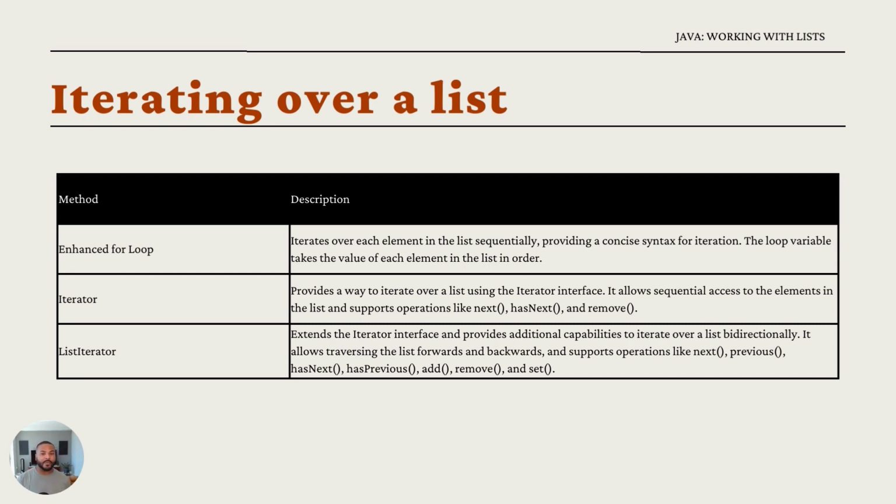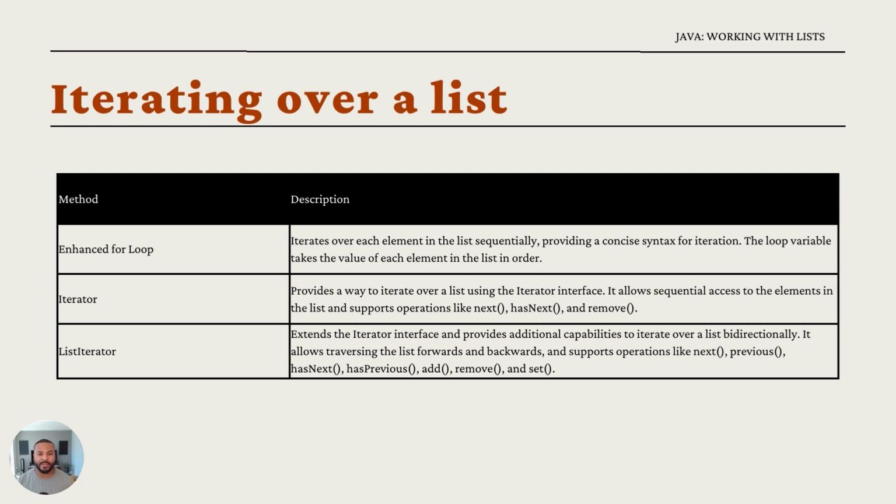So the first method we have is the enhanced for loop. The enhanced for loop, also known as for each loop, provides a simple and concise way to iterate over elements in a list. It eliminates the need for manual index management and directly iterates over each element in the list. The enhanced for loop is best suited for scenarios where we need to process all elements sequentially without requiring access to the index.